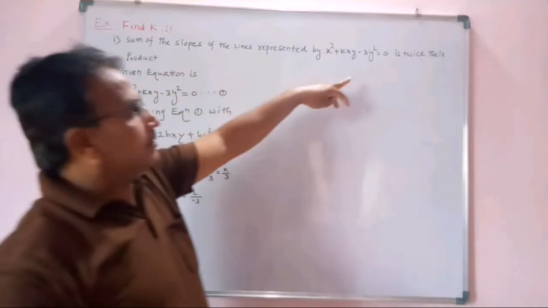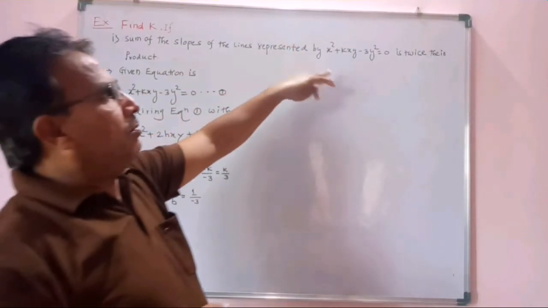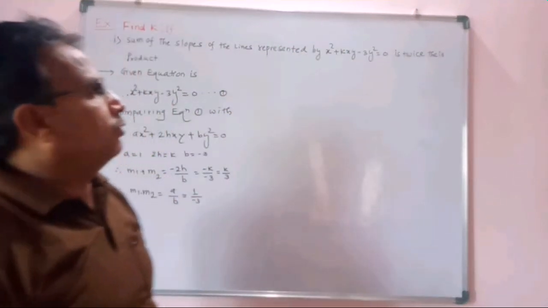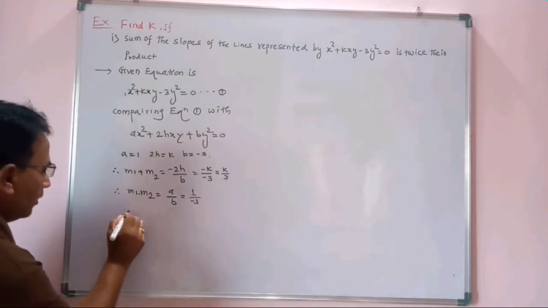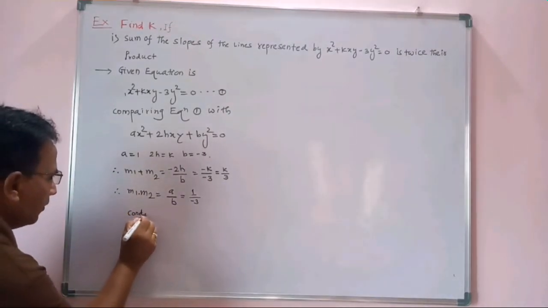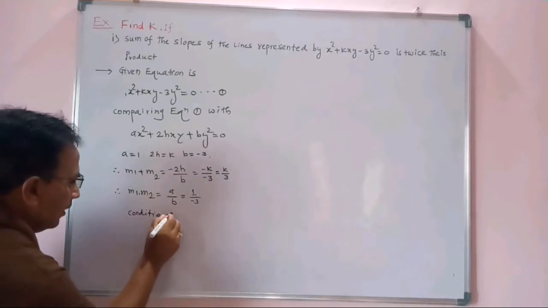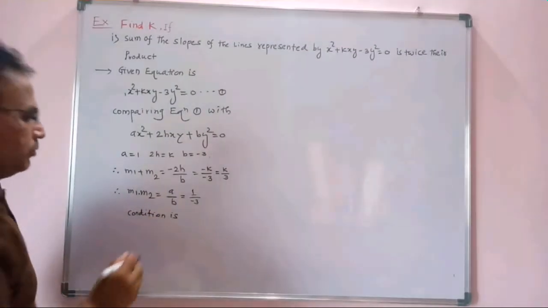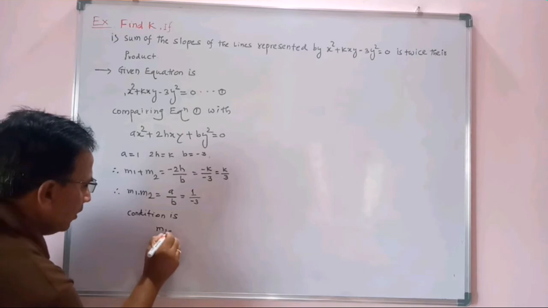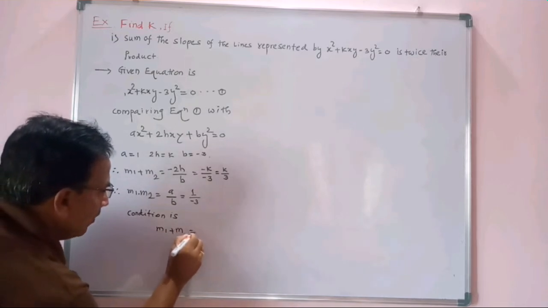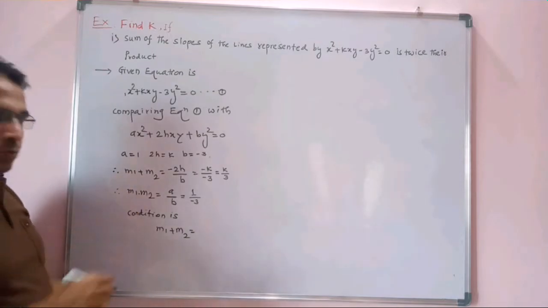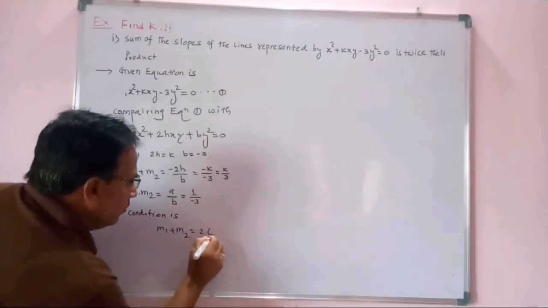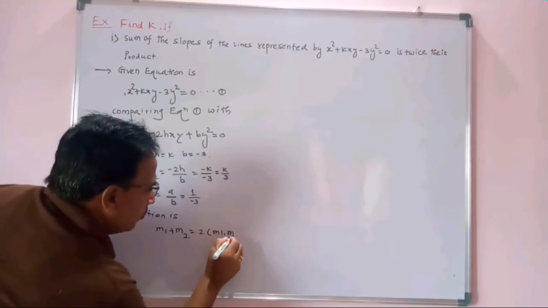Therefore the condition is: the sum of the slopes of the lines represented by x square plus kxy minus 3y square equal to 0 is twice their product. The sum of the two slopes, m1 plus m2, is twice their product. Product means m1 into m2, so twice means 2 into m1 m2.